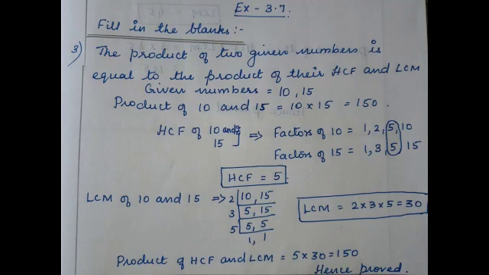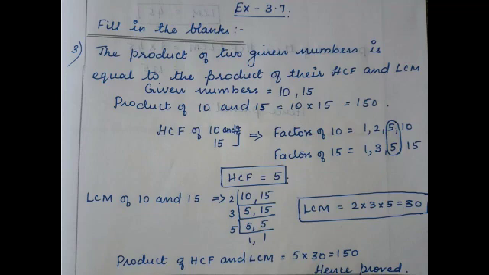So first you will find out the product of 10 and 15. So it is 150. Then find out the HCF of 10 and 15 by whatever method you want. You can find it either by the factors method, prime factorization method or long division method. So the factors of 10 are 1, 2, 5, 10 and the factors of 15 are 1, 3, 5, 15. Then you circle the common factors, it is 5. So the highest common factor is 5 here.